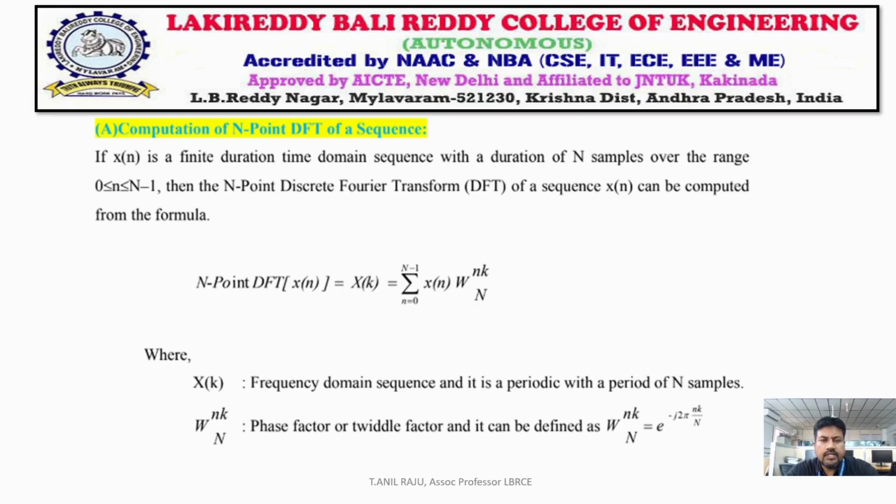So, coming to the values, how they are varying. The small n value varies from 0 to N minus 1, and the k value varies from 0 to N minus 1. So, for the number of samples we give in discrete, that many frequency coefficients we are going to get in the frequency representation.